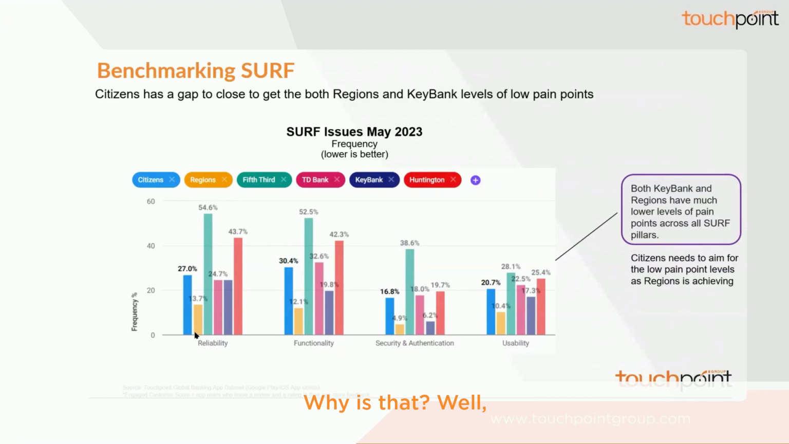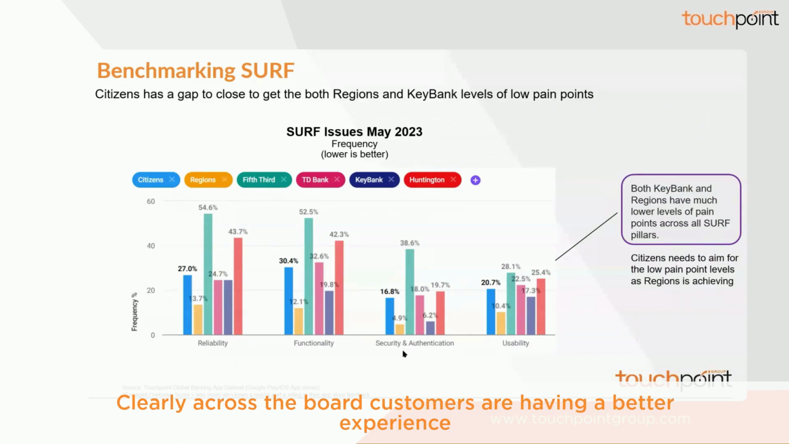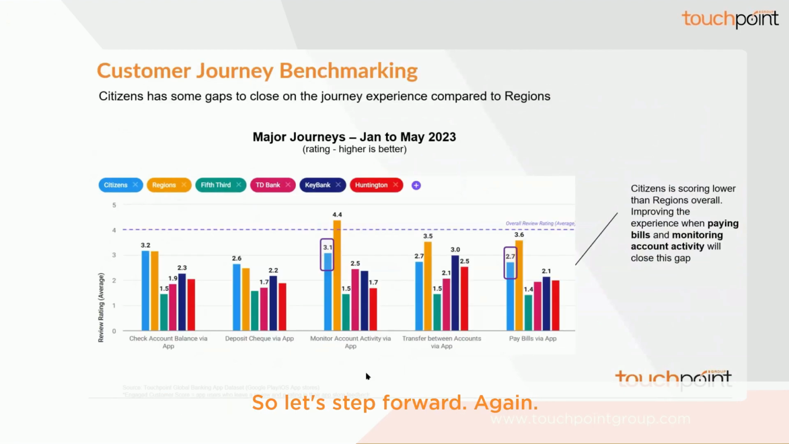Why is that? Well, Regions basically has half the level of reliability issues, and only a third the level of functionality issues. Authentication issues are about a third of that level as well. So clearly across the board, customers are having a better experience with Regions, with fewer issues in these particular areas. So let's step forward again.